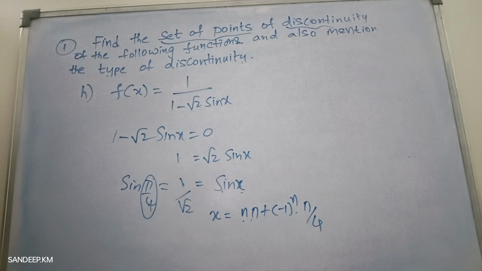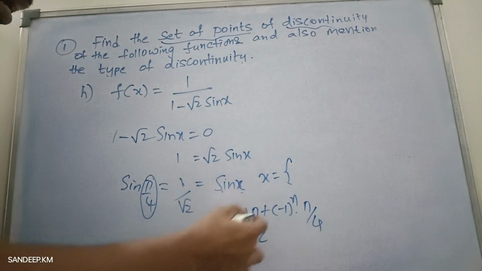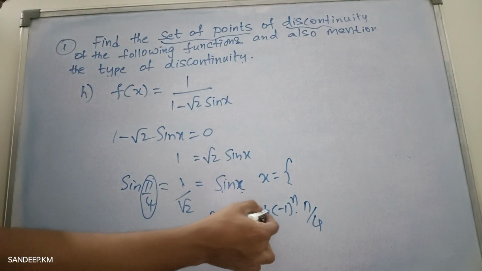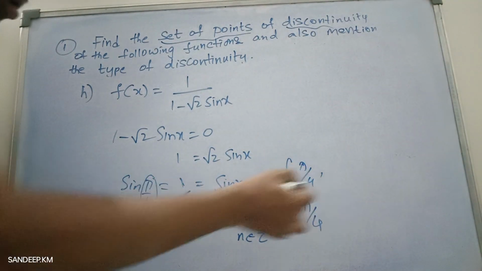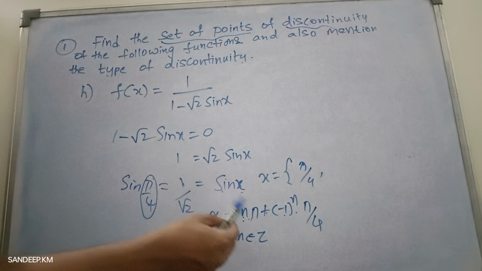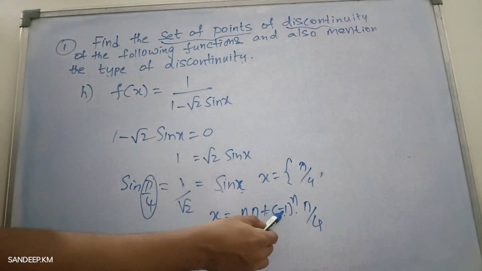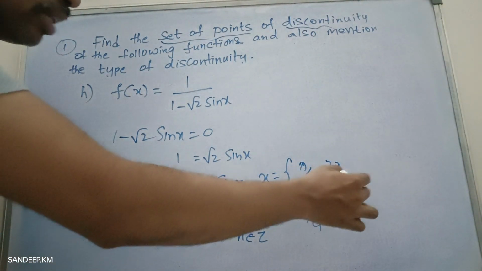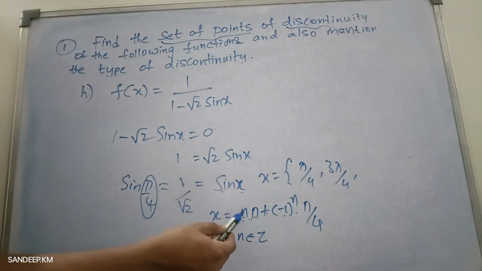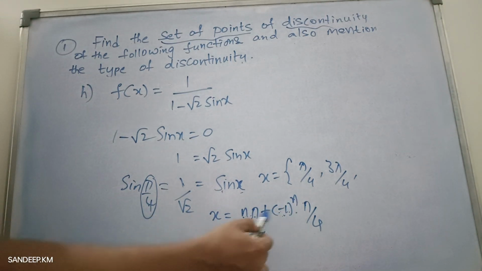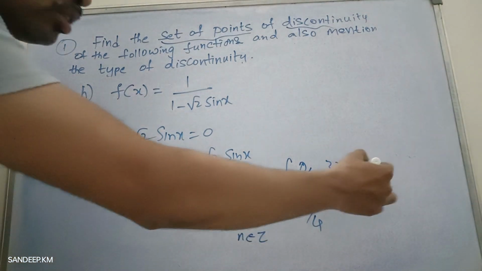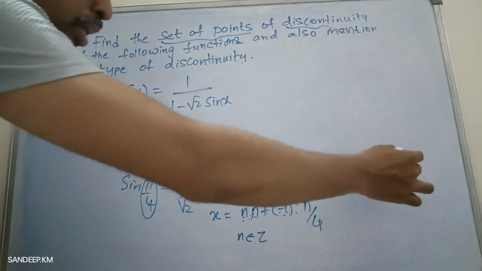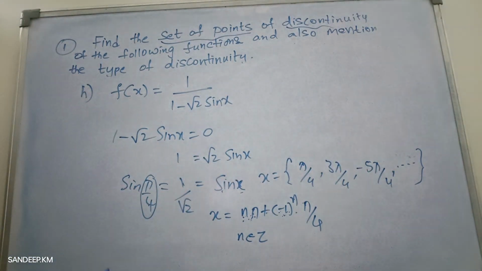How to get those infinite values of x? Since n is an integer, if you substitute n is 0, 0 plus 1 into pi by 4, you get the first point of discontinuity, which is pi by 4. If you take n is equal to 1, you will get pi minus 1 power 1 is minus 1, so pi minus pi by 4, which is 3 pi by 4, that is the second point of discontinuity. And if you take n is equal to minus 1, minus pi, minus 1 power minus 1 is minus 1, minus pi minus pi by 4 is minus 5 pi by 4. That is the third point of discontinuity. Like that you will get all the infinite points of discontinuity.